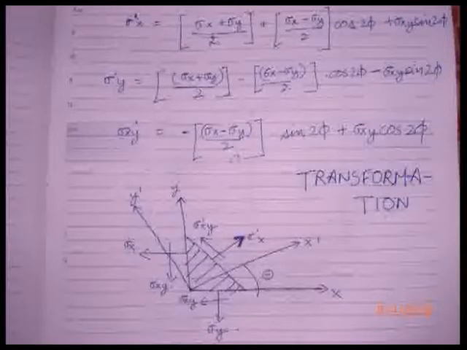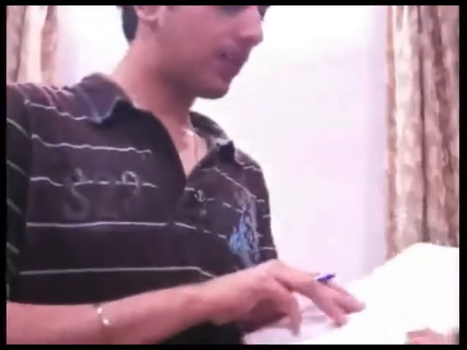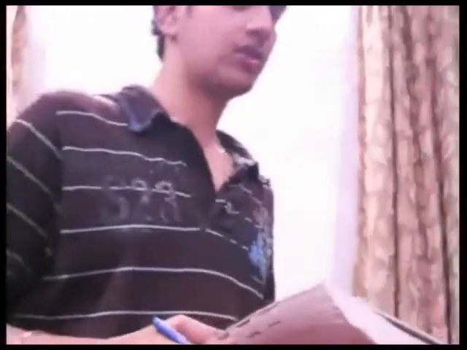We can reach a relation between the new sigma, let us denote it by the dashed symbol. The new sigma x dash can be related to the original sigma x, sigma y components, similarly the new sigma y dash component can be related to the initial sigma x, sigma y components, and so can the new sigma x dash y dash component be related to the initial components. So we are done with the transformation part, and before we come to the concept of the Mohr circle, I'd like to tell you a few things about the case where we have a non-homogeneous stress distribution.